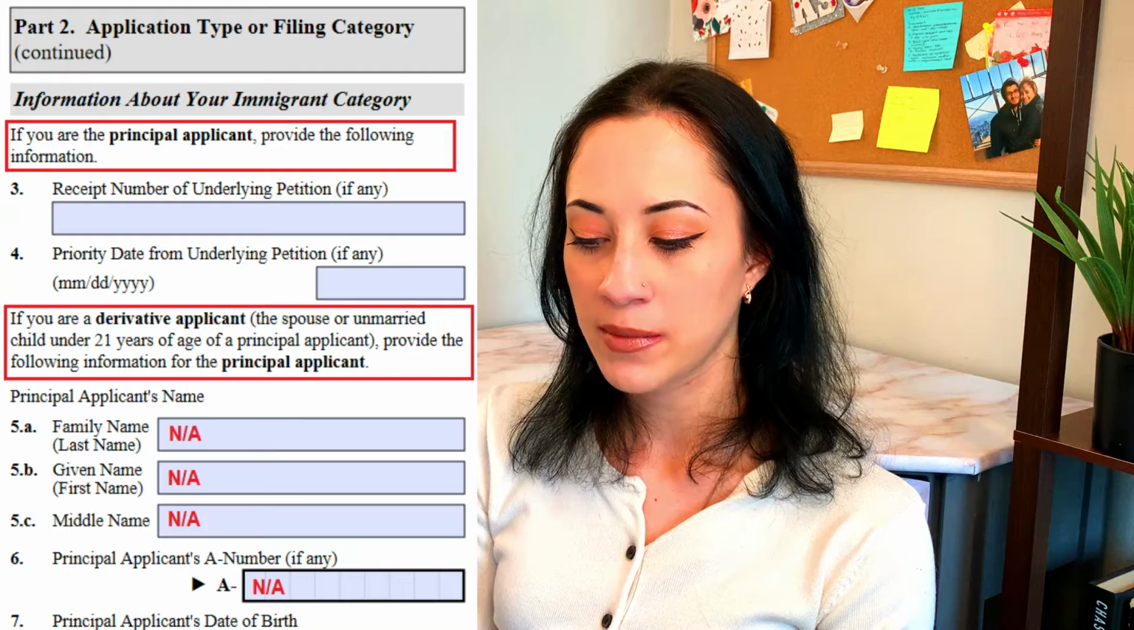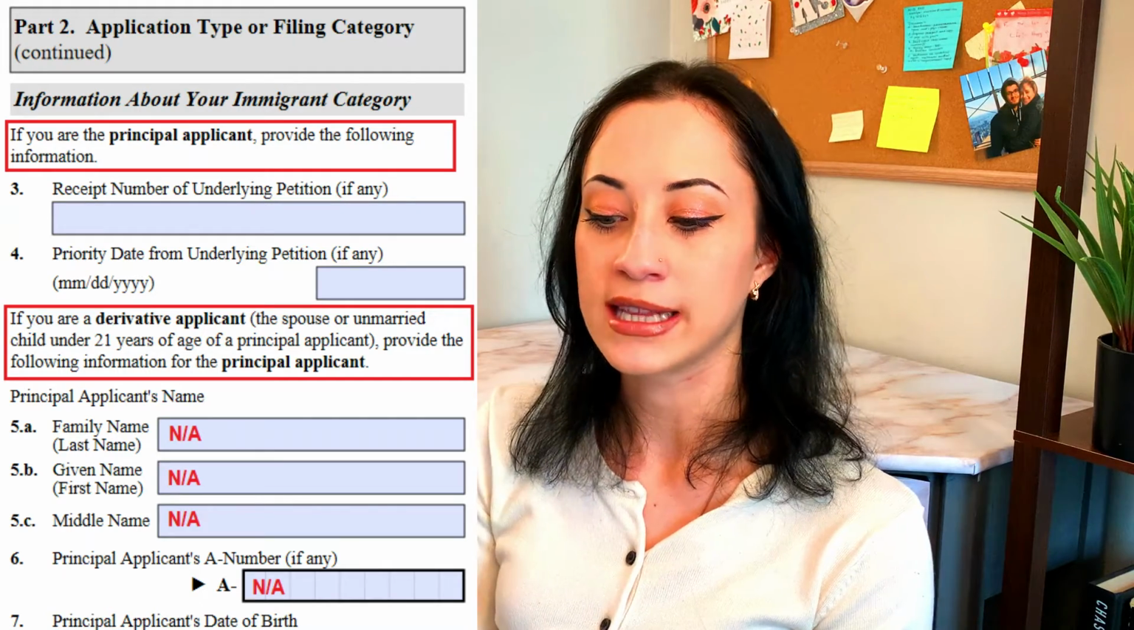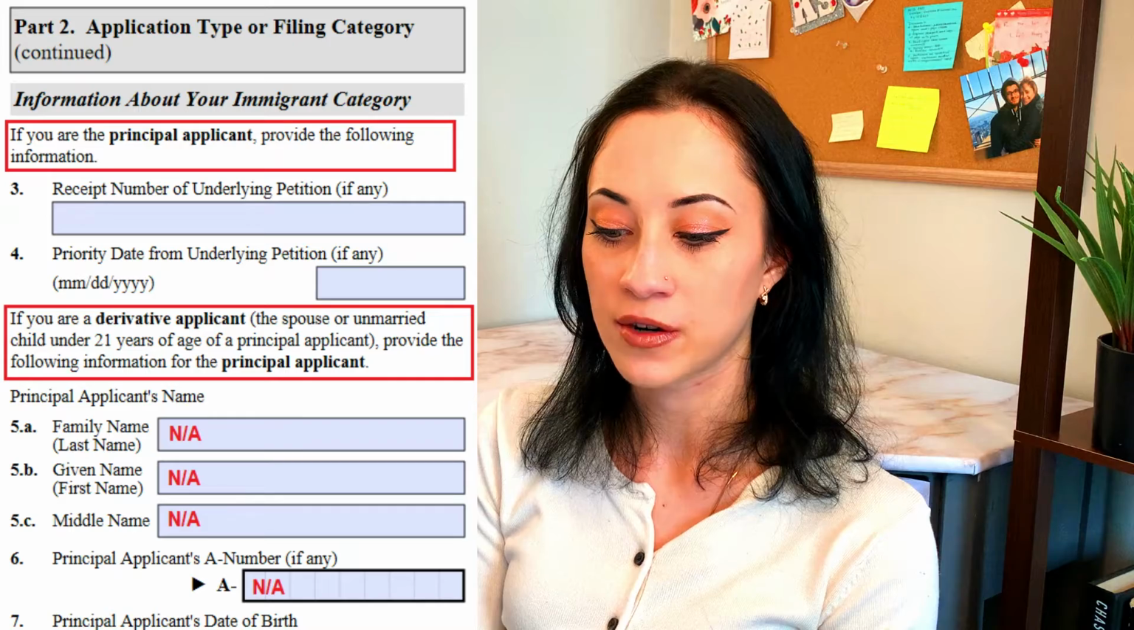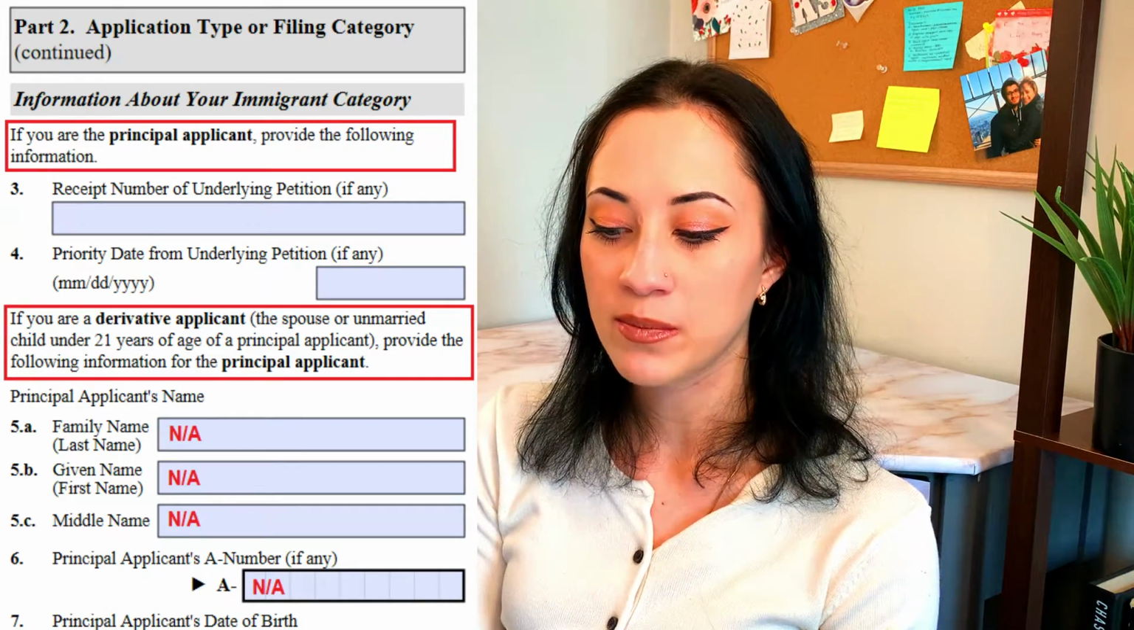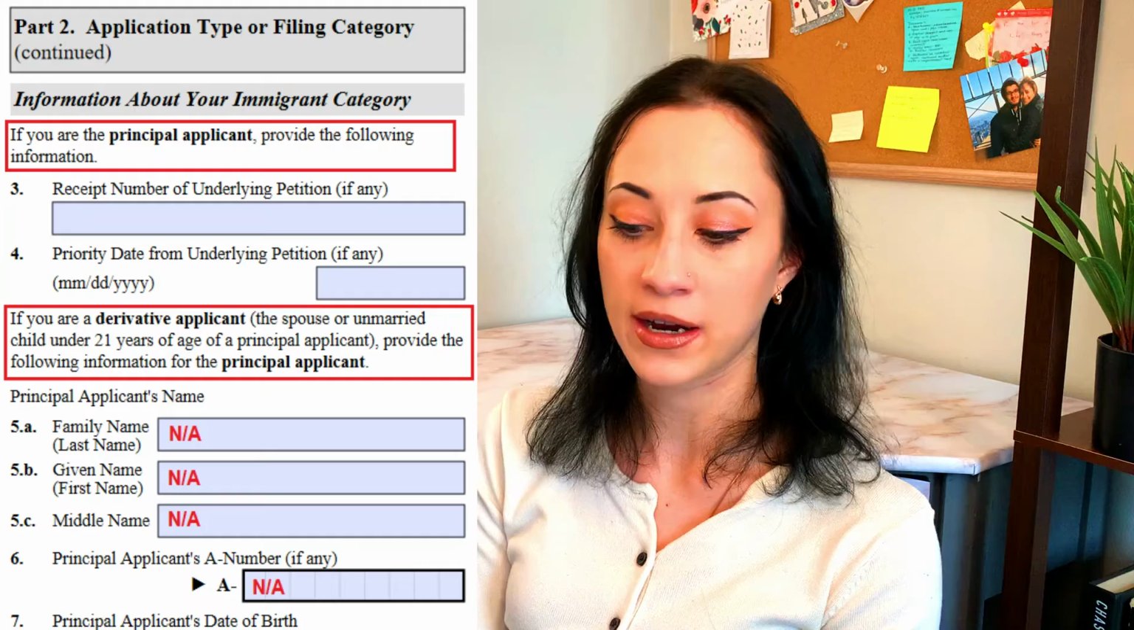Say you are a US citizen petitioner and you are petitioning for both of your parents. Each of your parents is your immediate relative, and therefore each of them will receive a separate petition I-130. So each of your parents are going to be the principal applicants. If we look at Form I-485, Part 2, where it is asking information about your immigrant category, as you can see, it says, if you are the principal applicant, provide the following information. So here you would be providing information for one of your parents, for example.